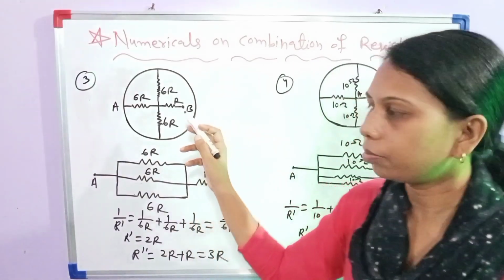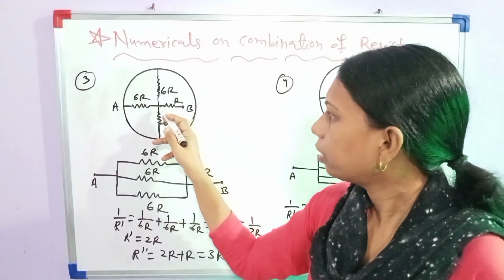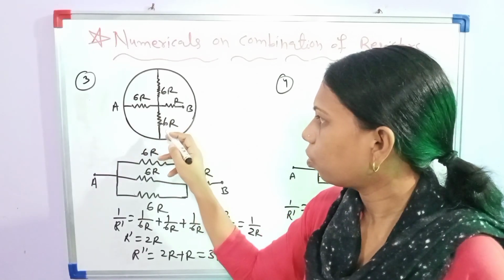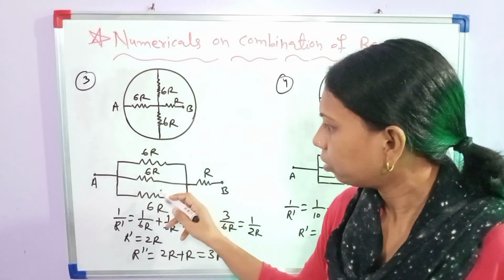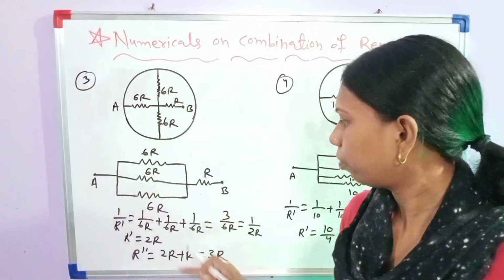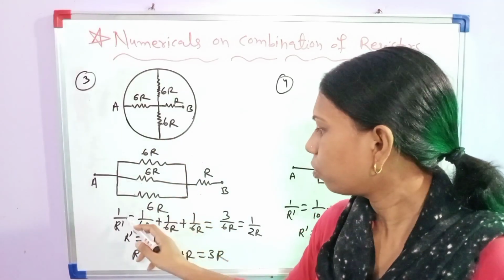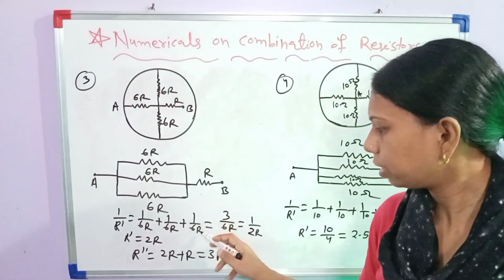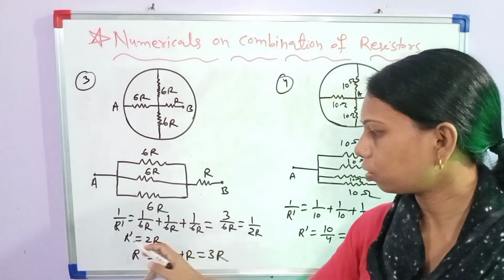Find the equivalent resistance between A and B. Look here. Current is divided between these three resistors, this 6R, this 6R and this 6R. So the 6R resistors are in parallel and the combination of these is in series with R. So let R dash be the equivalent resistance of the parallel combination. So 1 upon R dash equals 1 upon 6R plus 1 upon 6R plus 1 upon 6R, equals 3 upon 6R, equals 1 upon 2R. So R dash equals 2R.